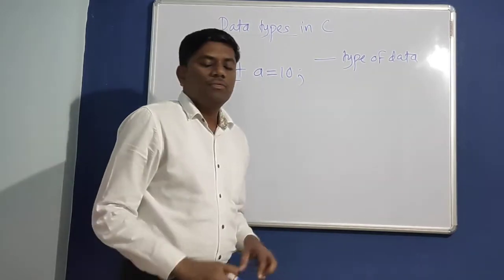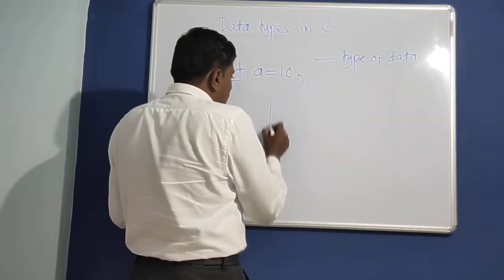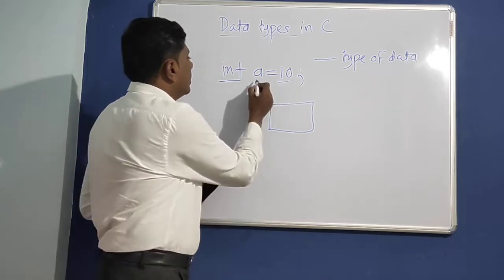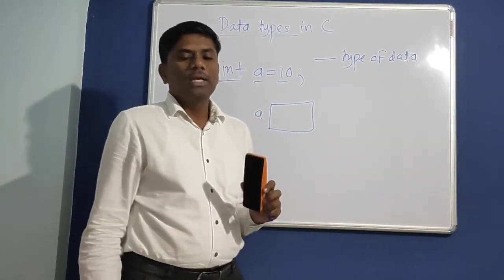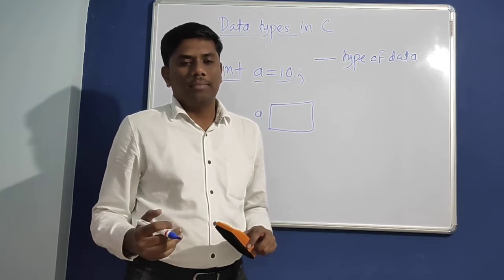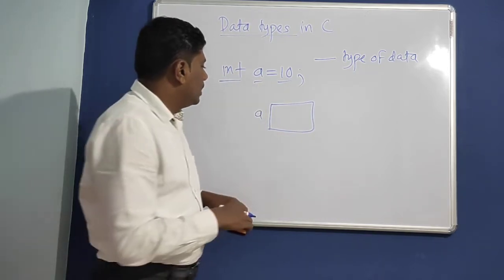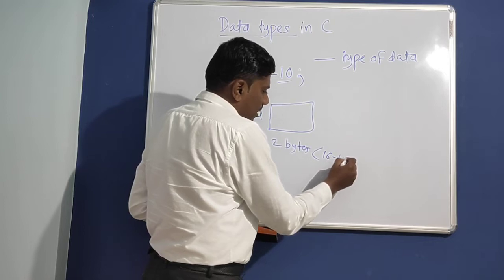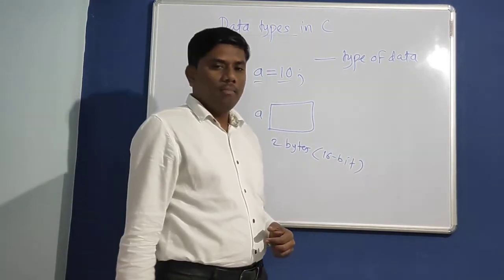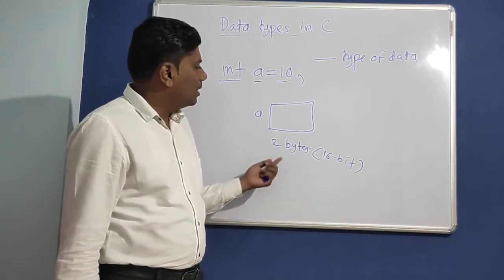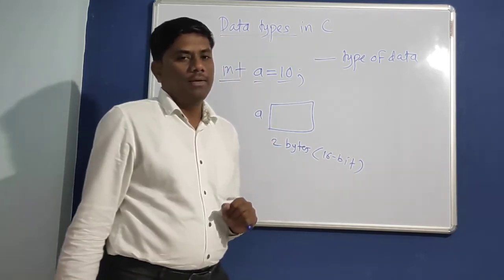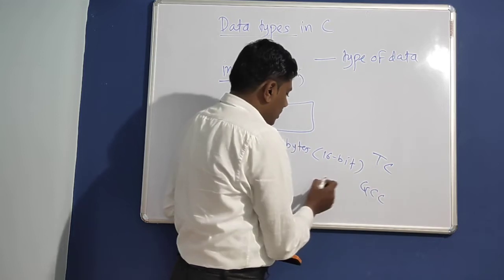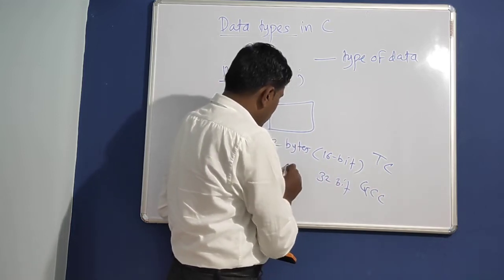Now the second thing given by data type is how many bytes will be reserved for your variable. This information is also given by data type. As this is an integer, a will take 2 bytes of memory for a 16-bit compiler such as Turbo C. For a 32-bit compiler such as GCC, it will take 4 bytes of memory for this variable a.